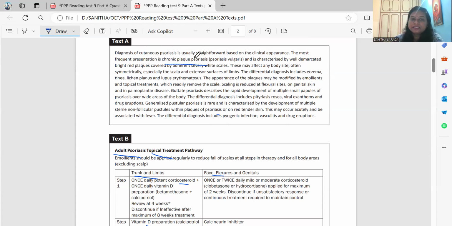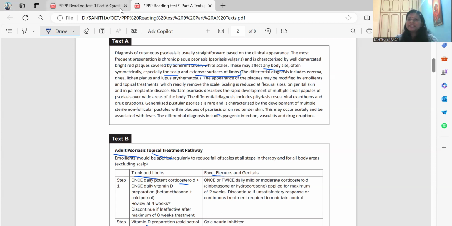Diagnosis of cutaneous psoriasis is usually straightforward based on the clinical appearance. The most frequent presentation is chronic plaque psoriasis and is characterized by well demarcated bright red plaques covered by recurrent silvery white scales. This may affect any body site, often symmetrically, especially the scalp and extensor surface of limbs.